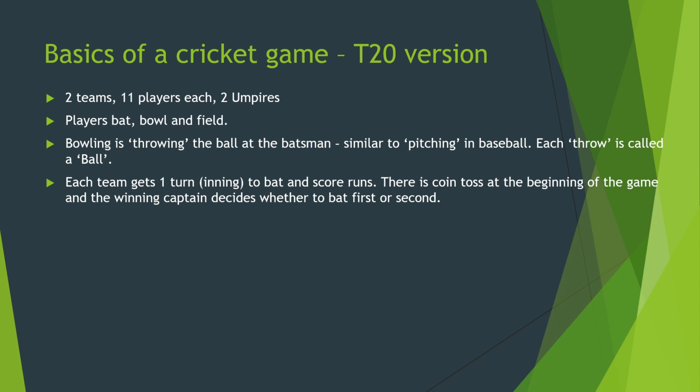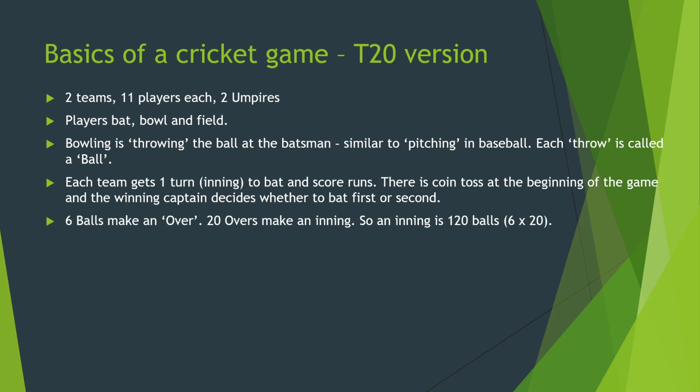So each team gets 1 turn, which is called an inning, to bat and score runs. What a run is, we will discuss in the next slide. At the beginning of the game, there's a coin toss, and the captain who wins the toss decides whether their team wants to bat first or bowl first.